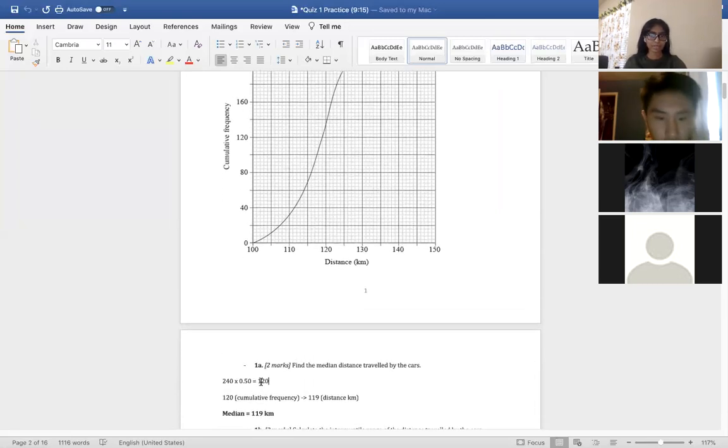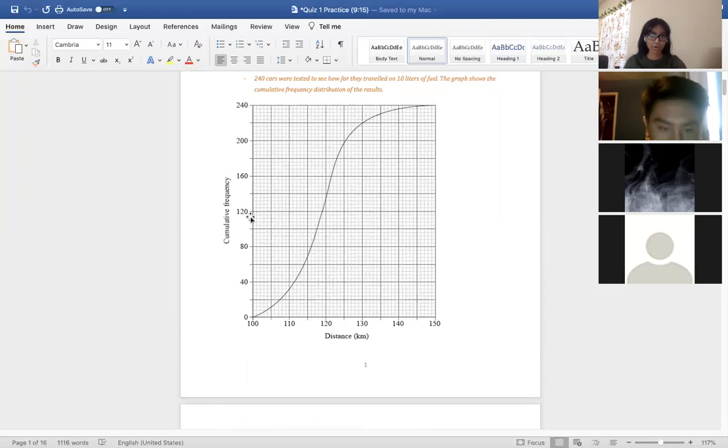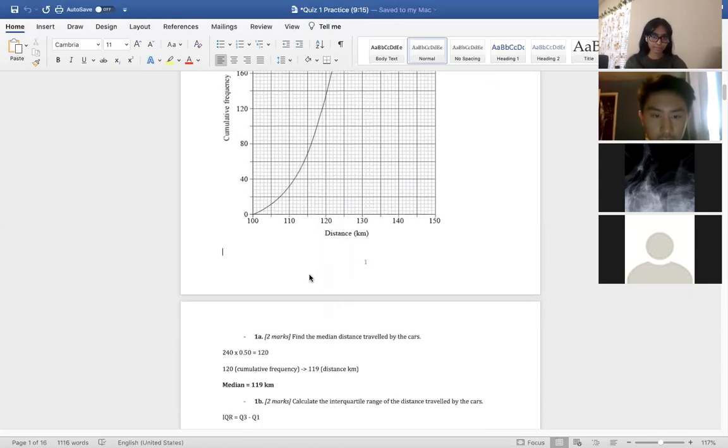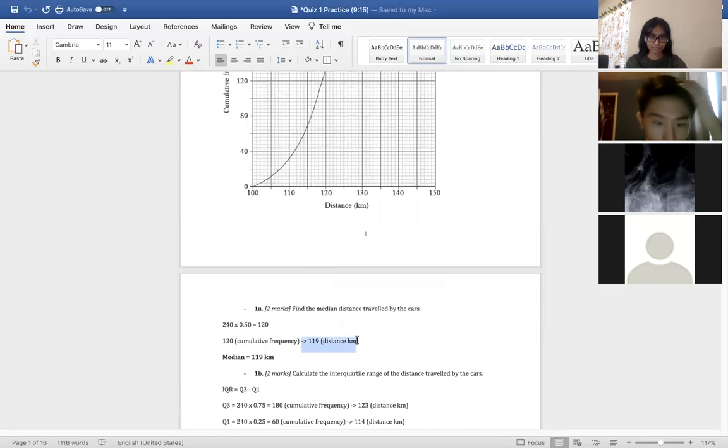Okay, cool. So after you get 120, you have to go in a horizontal line towards the graph, and then you hit the line, and then you shoot down. So that would be 119. Since each of these boxes is a value of 1, you would just see that it's 1 away from 120, and then you get 119. So that's the answer.